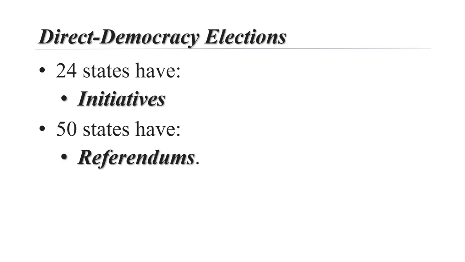government officials. Also, some states have what's known as a recall election. This allows voters to remove state officials from office before their terms expire. Recalls of governors include the removal of Governor Gray Davis in 2003, where Arnold Schwarzenegger eventually won the governor's office. Also in 2012, Wisconsin Governor Scott Walker won a recall election and remained in office.